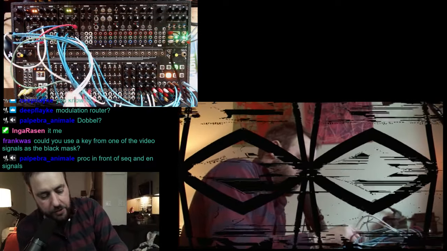Proc in front of the sequencer controls. Great idea. That's what we were waiting for. So let's take these two main A modulators, put them down here into the B inputs of proc so I have some attenuation control on them. Plug them back in over here.